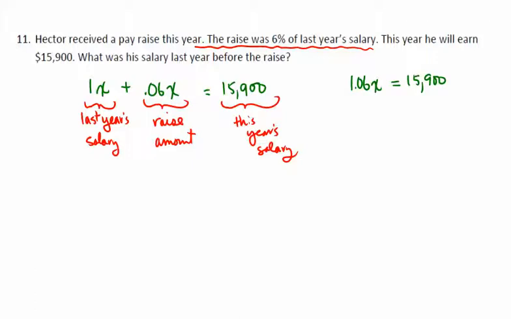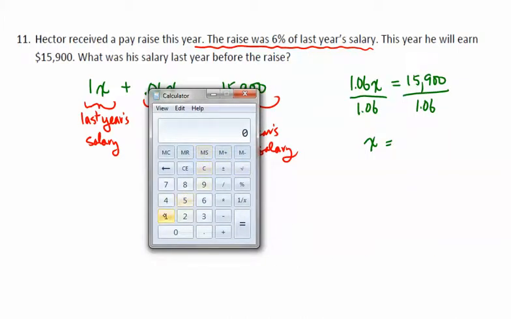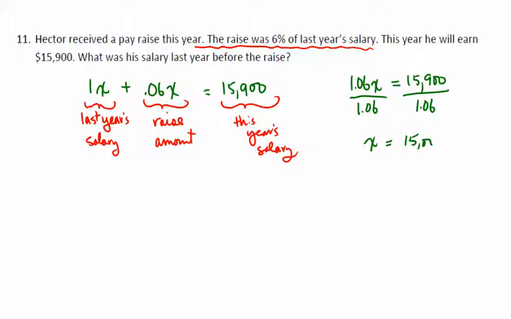So if you want to increase a quantity by 6%, you're going to multiply that quantity by 1.06. Add the 6% onto 1, which means you have the original plus the additional 6%, and we get 1.06. So x is equal to, bring up our calculator, 15,900 divided by 1.06 gives us 15,000, which is last year's salary.